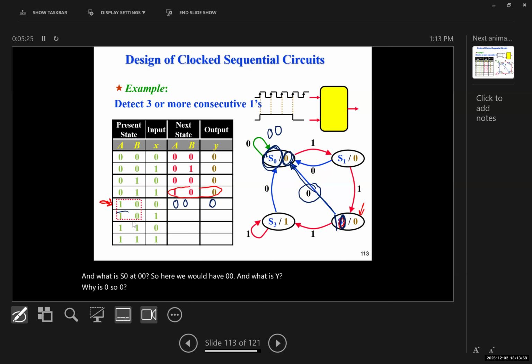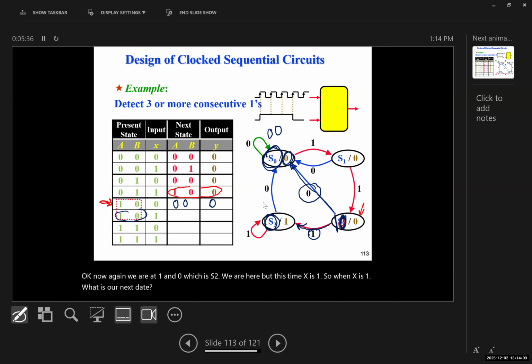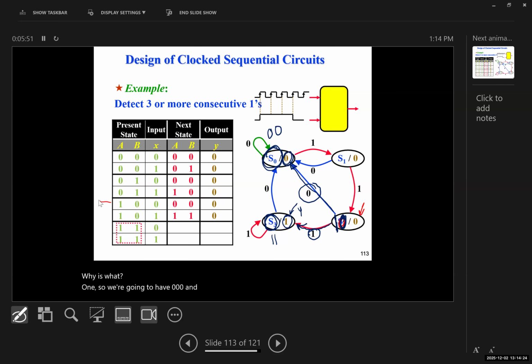Now, again, we are at 1 and 0, which is S2. We are here. But this time, X is 1. So when X is 1, what is our next state? S3, which is 1, 1. And what is Y? Y is 1. So we're going to have 0, 0, 0, and 1, 1, 0. Now I want you to think on the last one and tell me what the last one is.